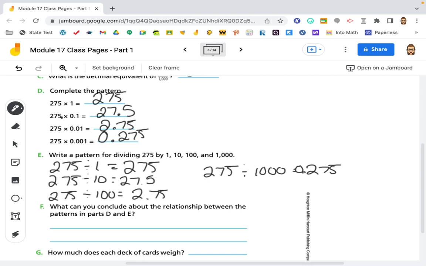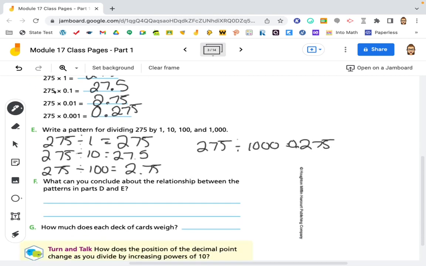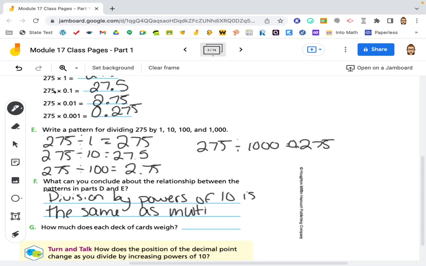So what can you conclude about the relationship between the patterns in parts D and E? Well, division by powers of 10 is the same as multiplication by 1/10, 1/100th, and 1/1,000th.